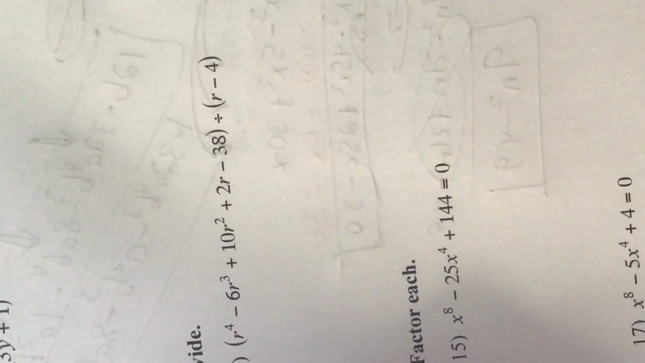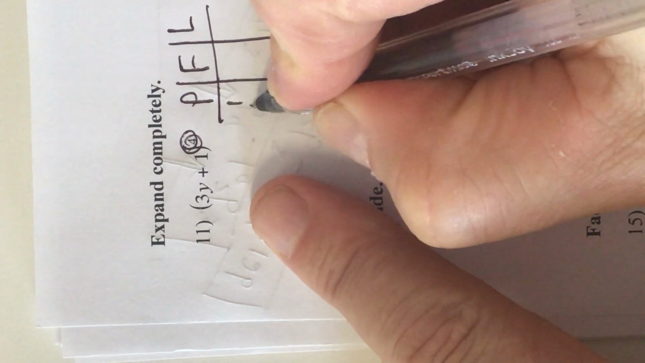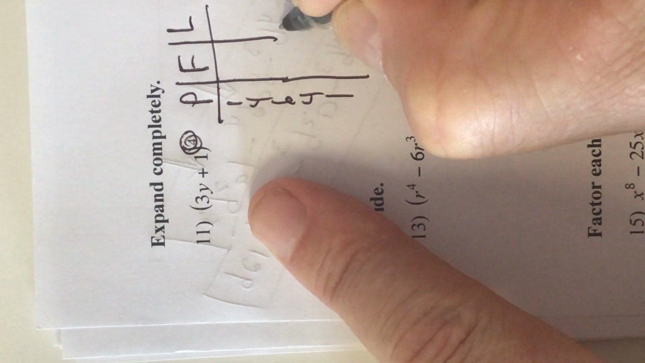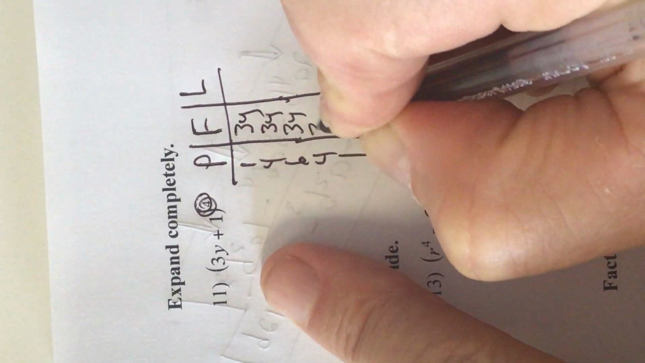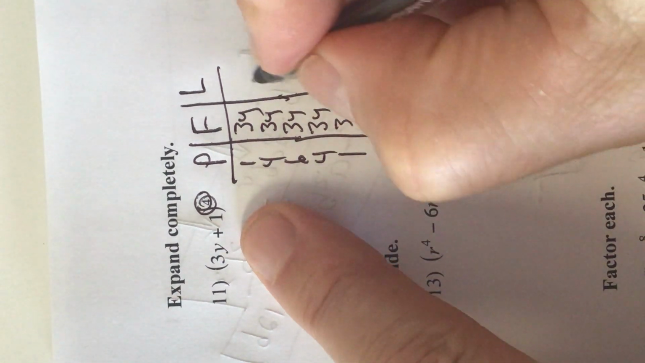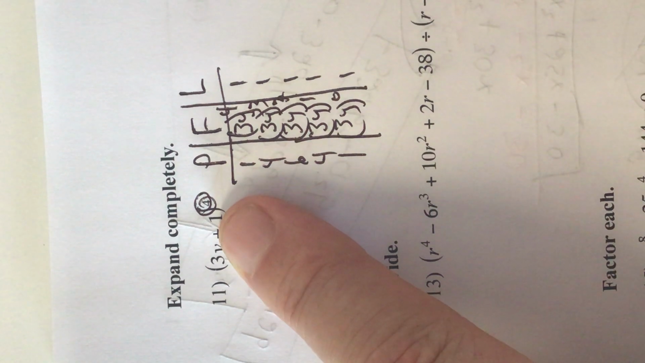Okay, now they want us to expand this one completely. Okay, Pascal, first, last. Pascal for this one is 1 4 6 4 1 because I need the fourth level. First is 3y. And the last is 1. Okay, so I'm going to start with the fourth power now. All of it's to the fourth, all of it's to the third, all of it's to the second, all of it's to the first, and all of it's to the 0.